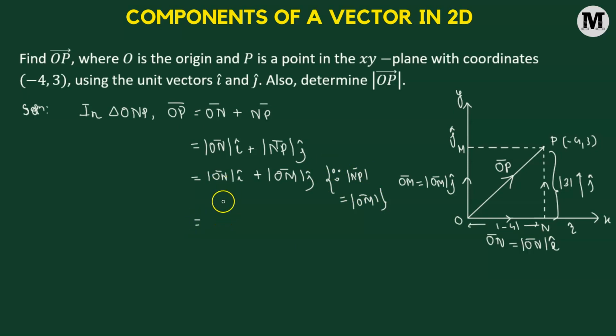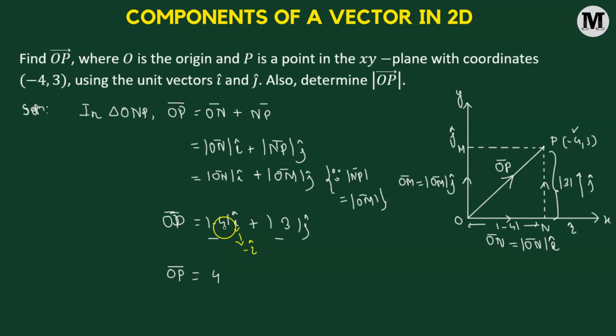Now, what is ON here? The magnitude of ON is going to be magnitude of -4 i cap, and the magnitude of OM is going to be 3 j cap. So this is the vector OP. However, we have to be very careful here. So this tells us that the x component and the y component of the vector OP both are positive, because we're considering the magnitude here. Since our x lies in the second quadrant, that means actually the direction of i cap has to be replaced with -i cap. Now, our final vector value of OP is going to be 4.